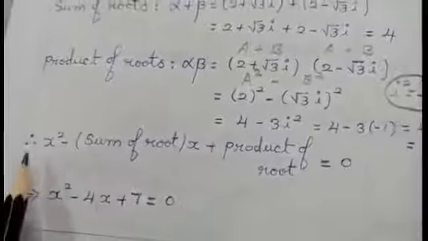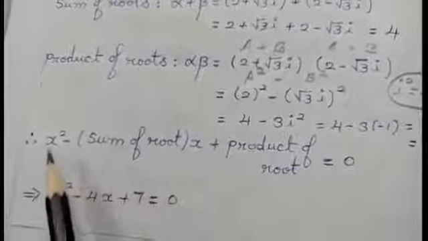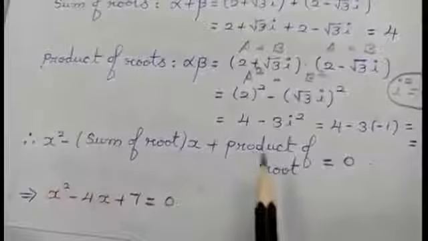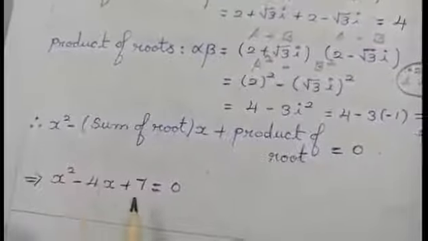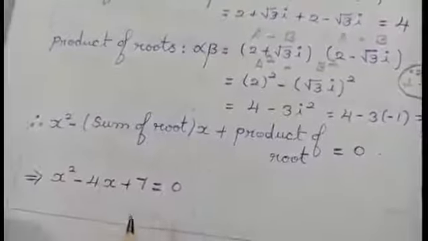The formula for forming a quadratic equation is x square minus sum of roots x plus product of roots equal to 0. That is, x square minus 4x plus 7 equal to 0 is the required answer.